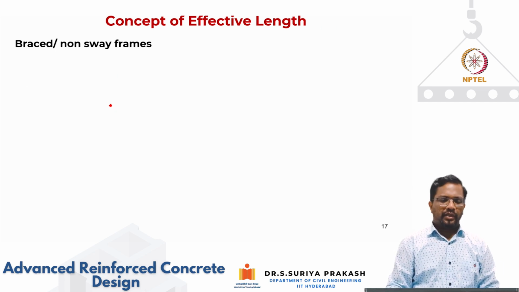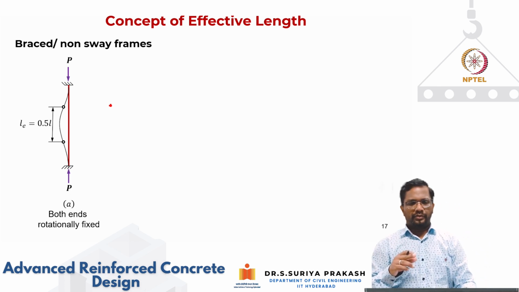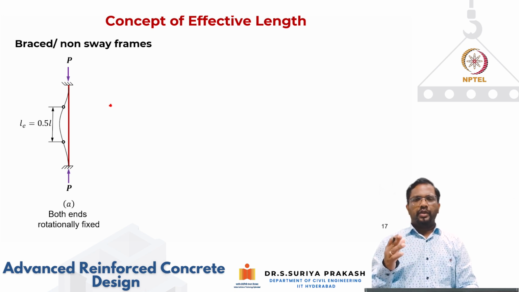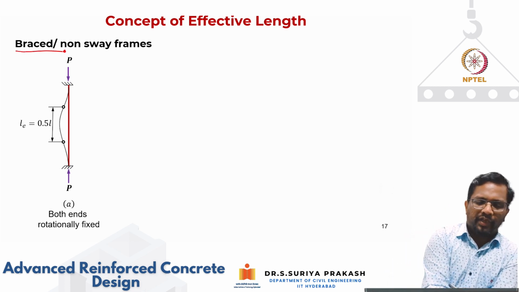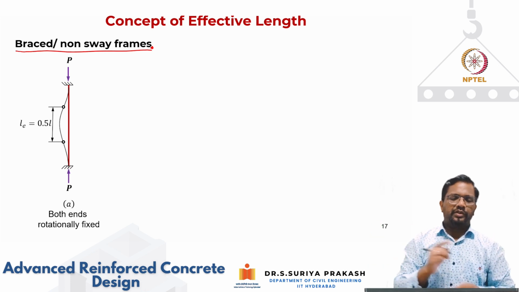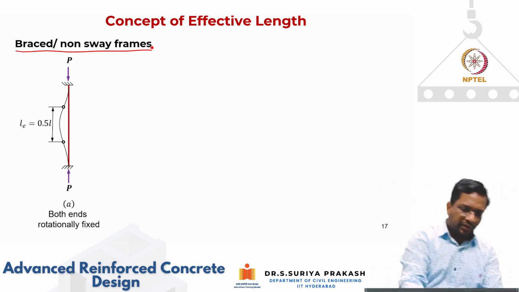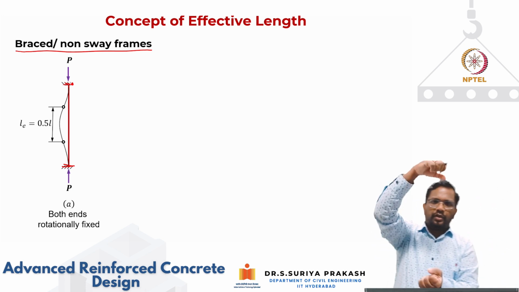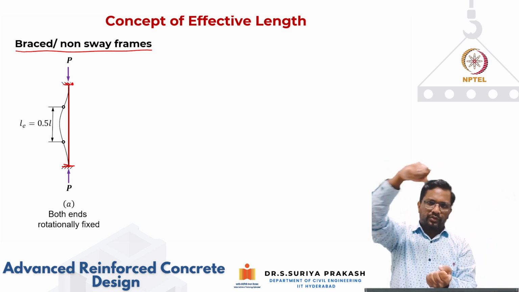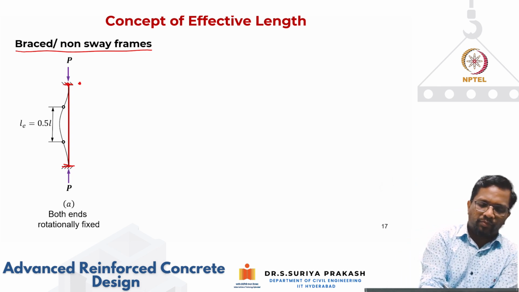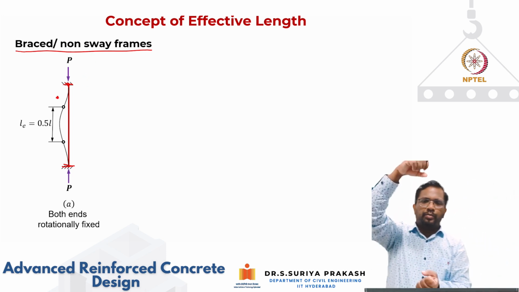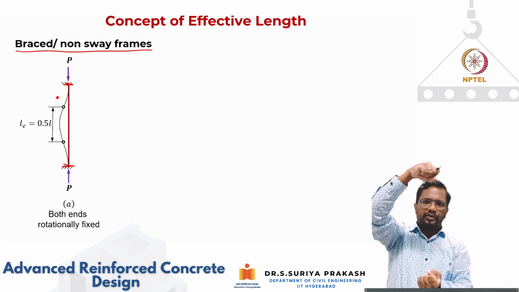Now let us see the implications, how the effective length is going to be different when you have different boundary conditions. First case: a column which is braced or non-sway frame. The definition of a braced or non-sway frame is, if I consider the bottom and top, they are not moving relative to each other. So there is no lateral sway happening. The top and bottom ends of the column are not going to move relative to each other. They are going to stay as they are.